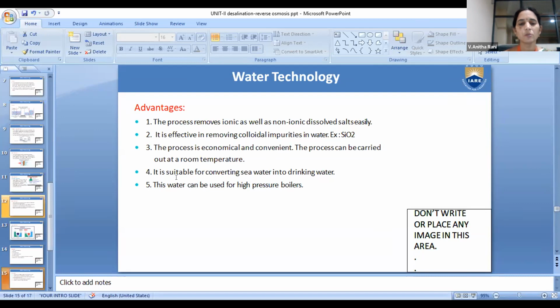It is suitable for converting seawater into drinking water. We can get drinking water here. And this water can be used in high pressure boilers.